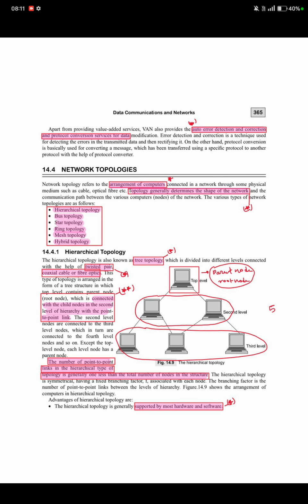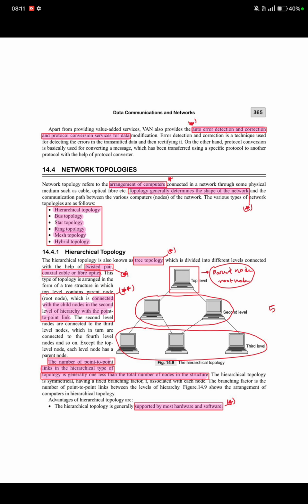It also provides auto error detection and auto error correction and protocol conversion services for data.